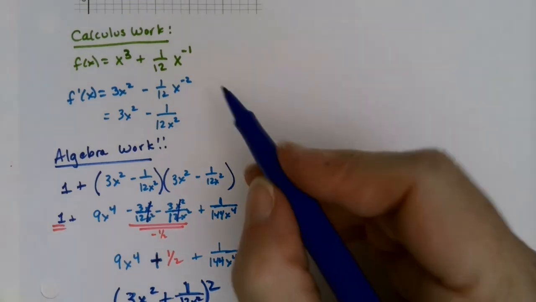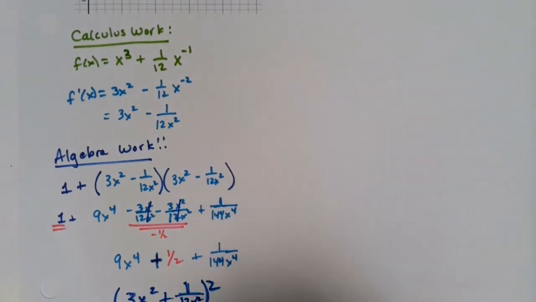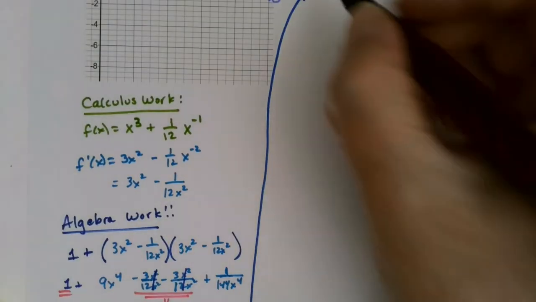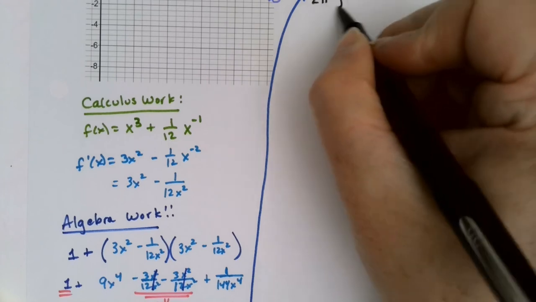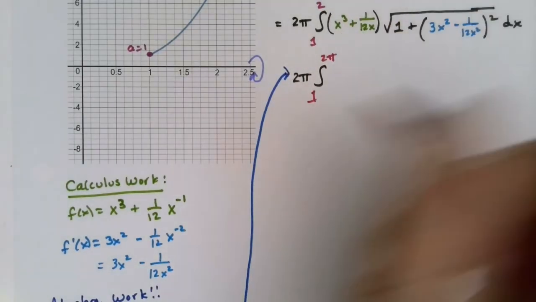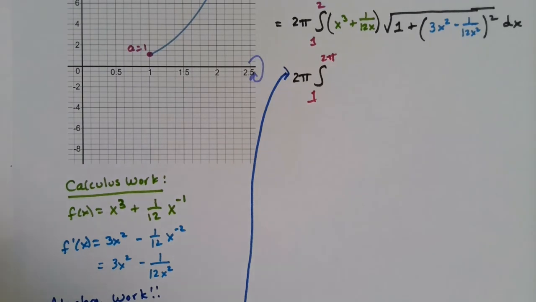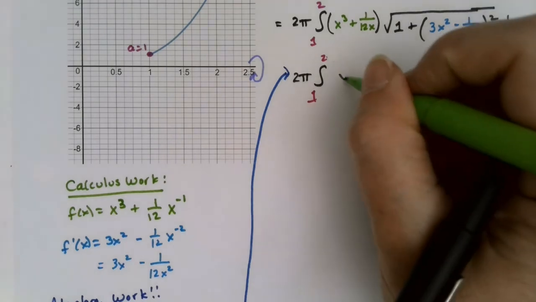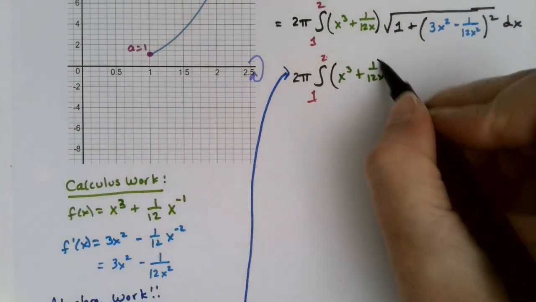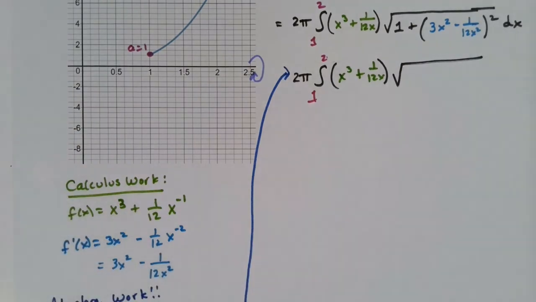All right, so let's take this piece right here, and we're going to substitute it back in. So that becomes 2 pi integral from 1 to 2, not to 2 pi. And then it was x cubed plus 1 over 12x. That part hasn't changed. But what did change was everything underneath that square root.